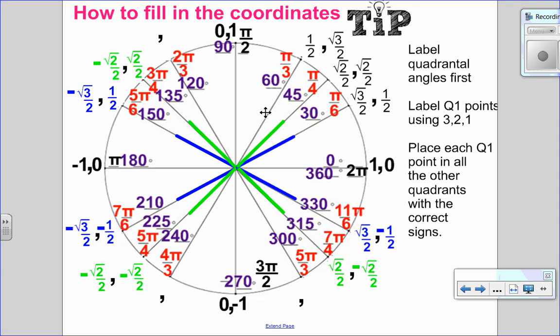Lastly, we do 60 degrees. My 60 degree angle has coordinates of a half and root 3 over 2. So in quadrant number 2, negative positive, it will be negative a half and positive root 3 over 2. In quadrant number 3, negative negative, it will be negative a half and negative root 3 over 2. And in quadrant number 4, positive negative, it will be positive a half and negative root 3 over 2.